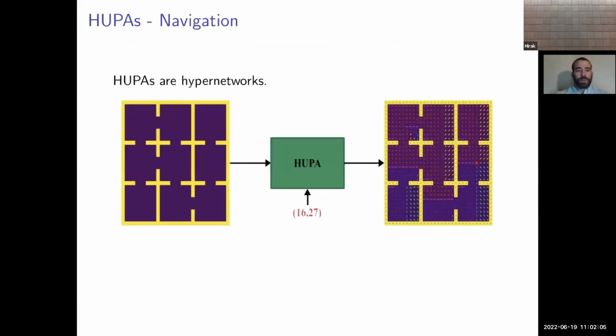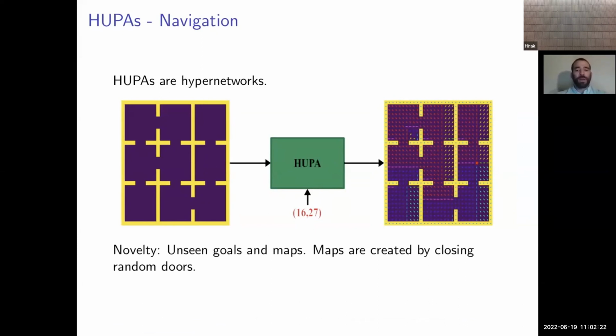HUPAs are hypernetworks. That means that they generate other neural networks. In the context of a simple navigation task, a HUPA takes in a map of a space represented by an image and generates a small policy network that can navigate the agent to any goal from any starting state. We train HUPAs on a subset of goals and maps and generalize to unknown ones. The maps are generated by taking a base map with all doors open and closing 3 doors randomly.